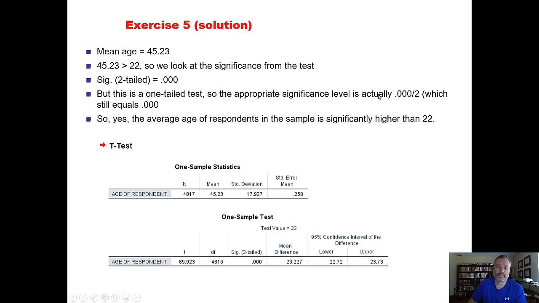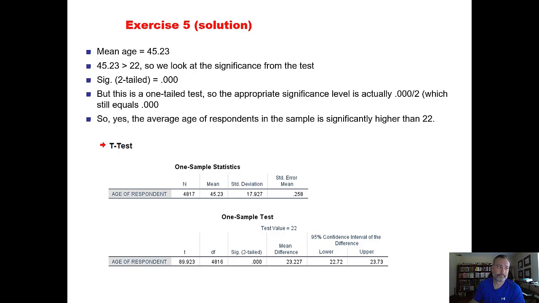So the appropriate significance level, though, because it's a one-tailed test, is actually 0.000 divided by 2, but that's still just going to be 0.000. I mean, at some point, there's probably 0.00006 or something like that. So there would be a slight difference if you carried it out enough decimal places. But for the purposes of the test and determining whether there's a statistically significant difference, 3 decimal places already gets it done, right? So in short, the answer is yes, the average age of respondents in the sample is significantly higher than 22.